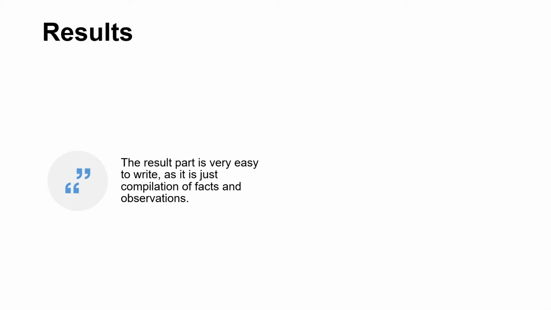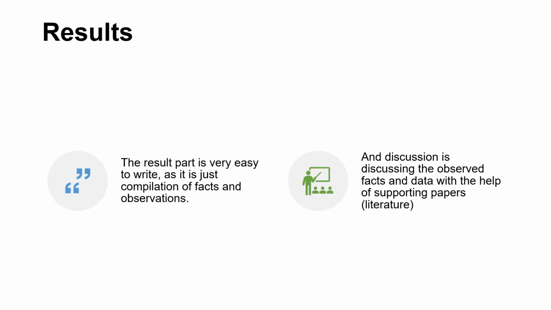So dear learners, the result part is very easy to write. Why is it easy? Because in the result section, you are going to represent the observations and the facts of your study. So it's very easy. You are just going to compile those observations and facts. But in the discussion part, you are going to justify and interpret the result with the help of supporting literature. So this is what you are going to do in result and discussion.